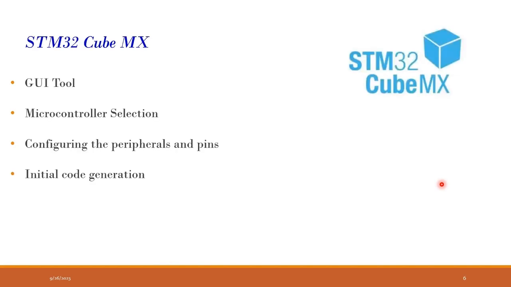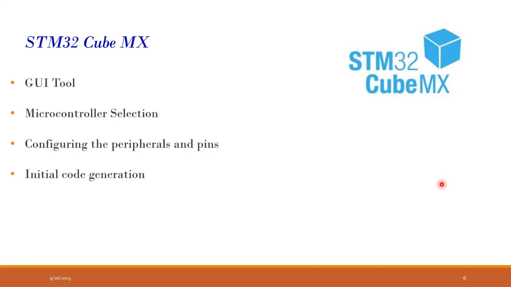Now, when we want to make the STM32 code, we use the STM32 CubeMX software. What does this software do? It is a graphical user interface tool. It has the pins of the microcontroller. We go and configure the peripherals, like the settings of the ADC, the settings of the timer which we want to use, the settings of the DAC, etc. First we select which microcontroller we want, which board we have.